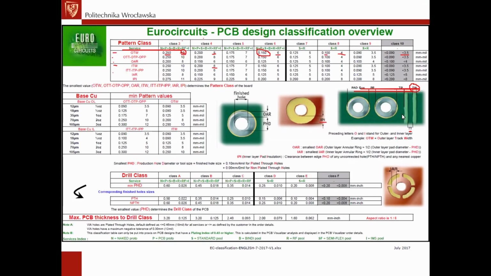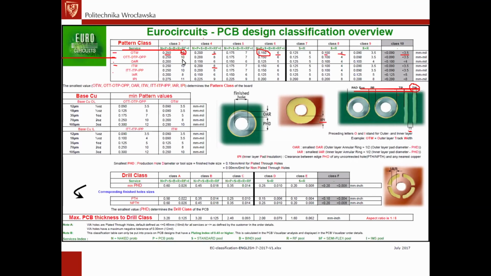In case of the most obvious one, let's start from the top. The TT, TP, and PP parameters are usually, like you can see here, the same as TW.